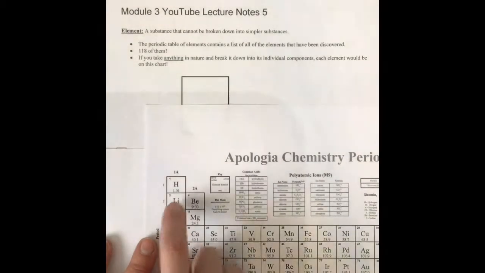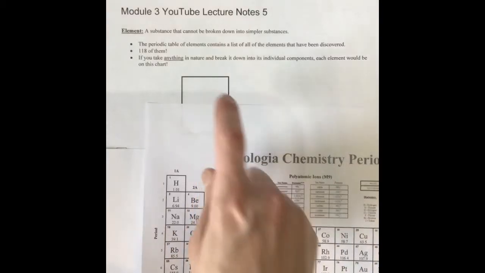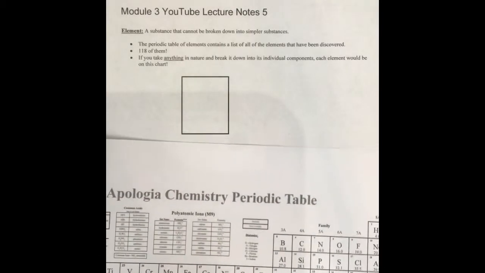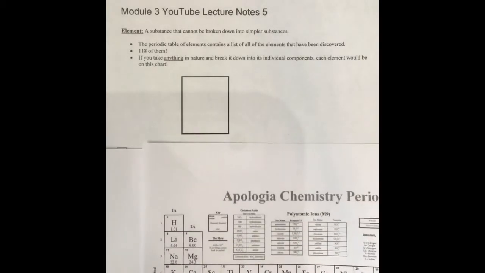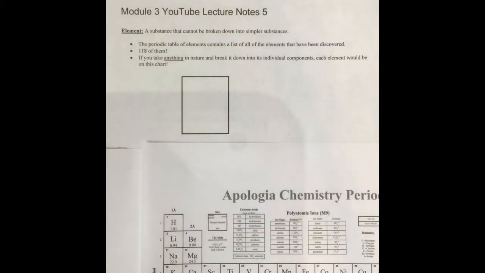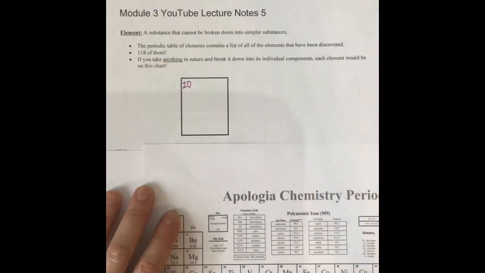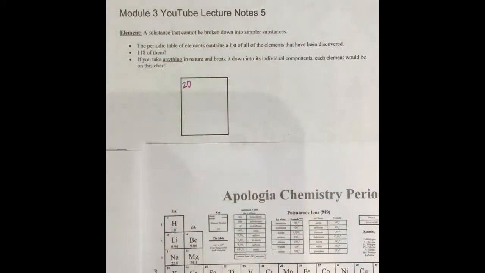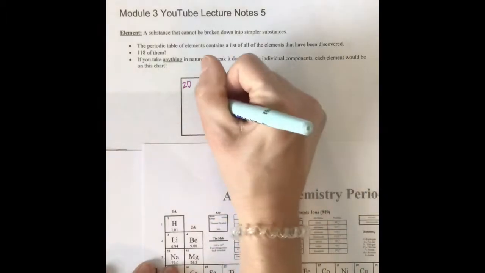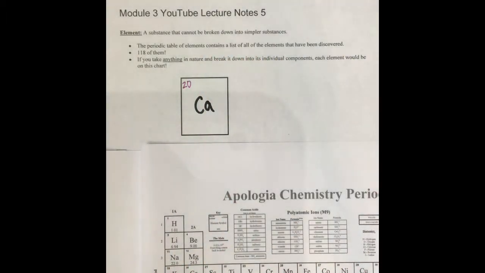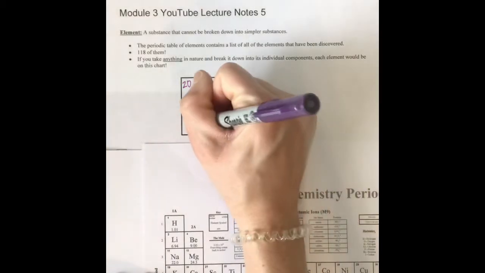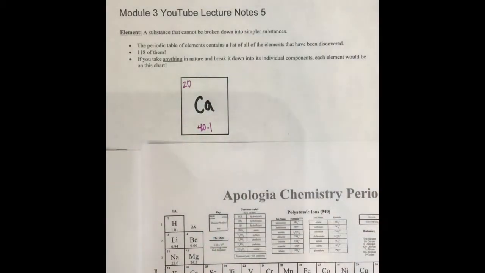When you look at a periodic table, you need to know what these numbers mean. So we're going to define that in this square here. Let's do the element calcium. If I were to copy that square, it would have a 20 in the upper left-hand corner. It's going to have a big Ca in the middle, and it would have 40.1 down towards the bottom. So we need to know what each of those things mean.